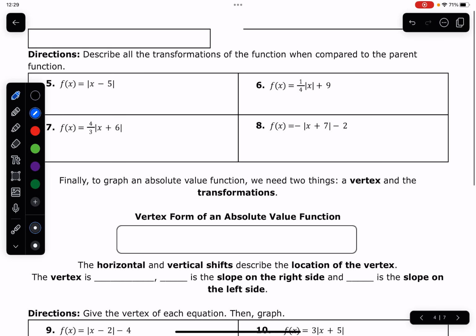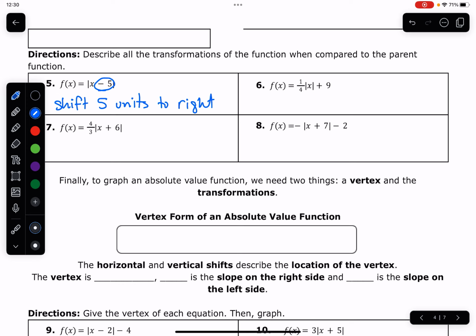Okay, so for this example right here, let's describe the transformation for the function when compared to the parent function. So here, notice that we're subtracting 5, but on the inside. So that's going to result in a shift of 5. So we're going to shift by 5 units. And in this situation, it's going to be to the positive side, to the right.